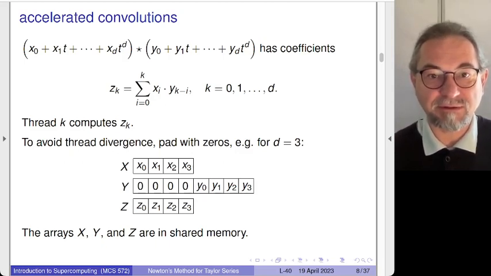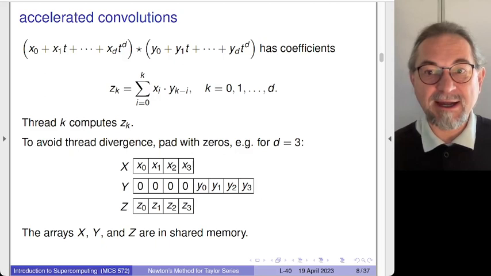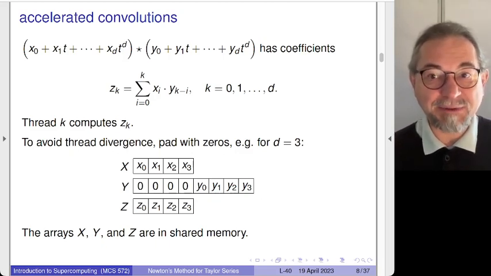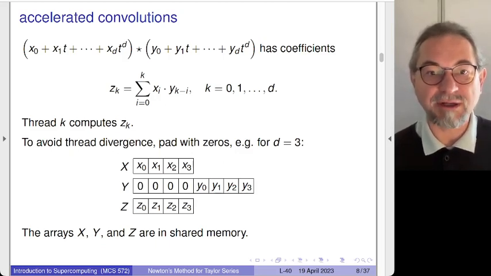If we do data parallelism, we have to compute d plus 1 coefficients. So now think d is 31, so you have 32 coefficients, and the kth coefficient, z_k, gets computed by the kth thread. Looks very fine, except that the number of operations that needs to be done by each thread is different. The number of operations depends on the thread, so you have a lot of thread divergence here. You can make it immediately uniform by doing padding.